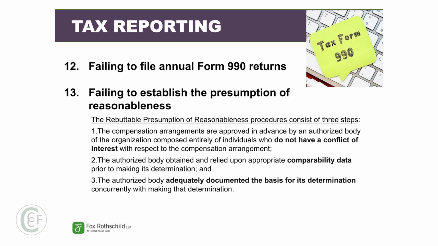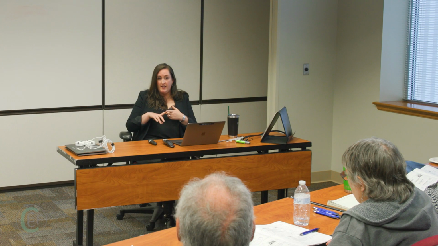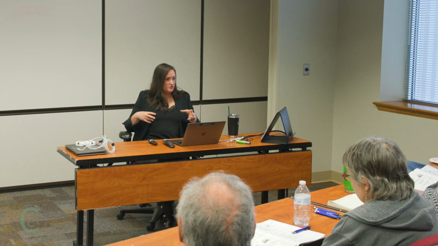The final step to establishing the presumption of reasonableness is documenting your determination and your vote. For instance, let's say that you decide based on the comparability data that $150,000 is fair, but because of XYZ reasons, you're going to give them $165,000. You have to document why you went in a different direction from maybe what was the average, okay? So just approval by disinterested directors, comparability data, and documentation.